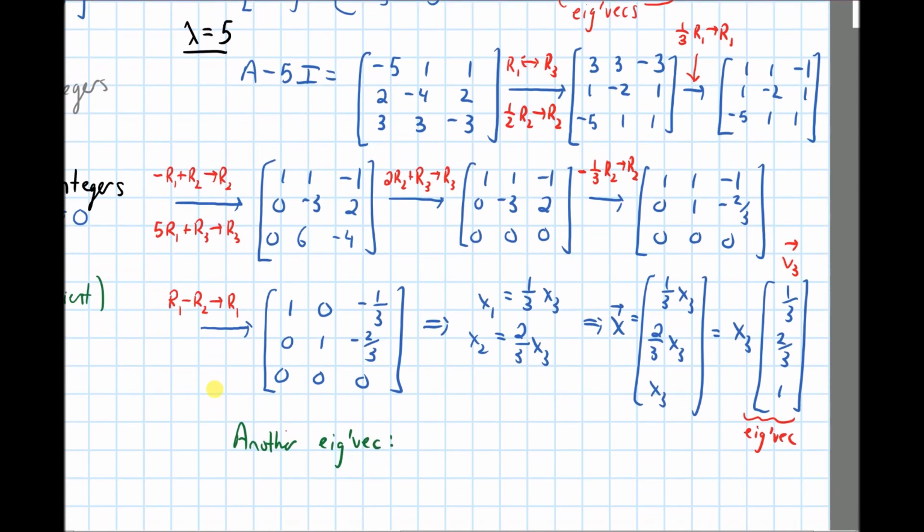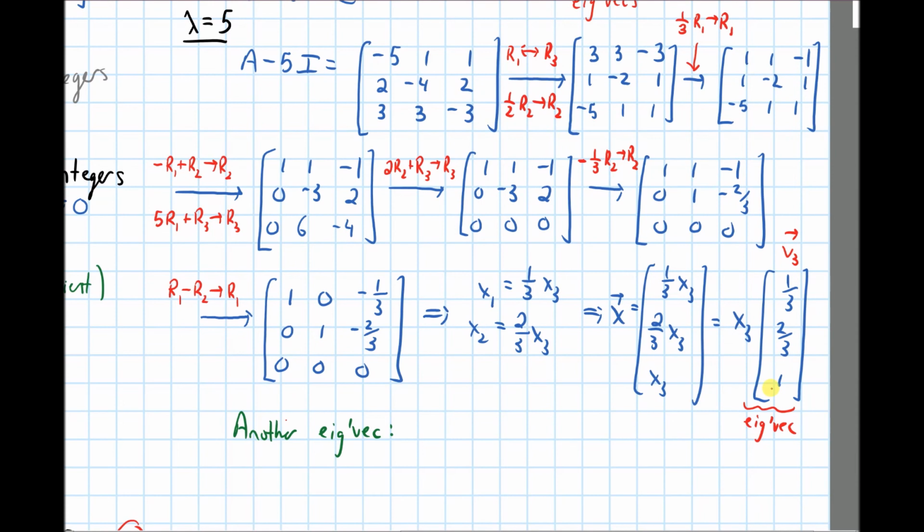Sometimes it's useful when we get an eigenvector with fractions to notice that we can multiply an eigenvector by something that's not 0 and get another eigenvector. For example, I could multiply this by 3 and get the vector 1, 2, 3. And that looks a bit nicer because it doesn't have fractions. And this is a perfectly valid eigenvector that I could use that corresponds to lambda equals 5.